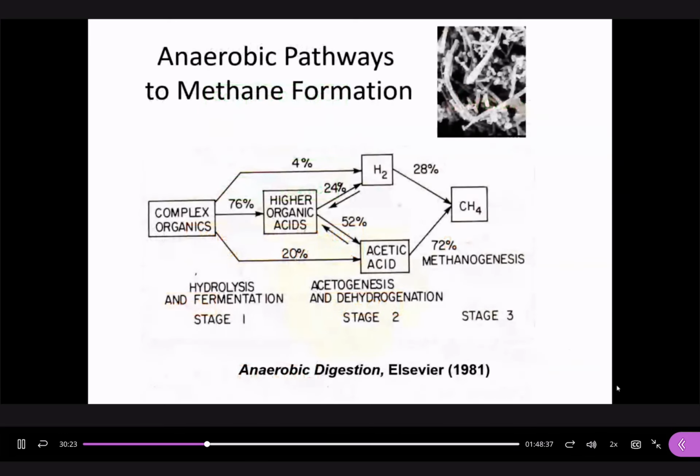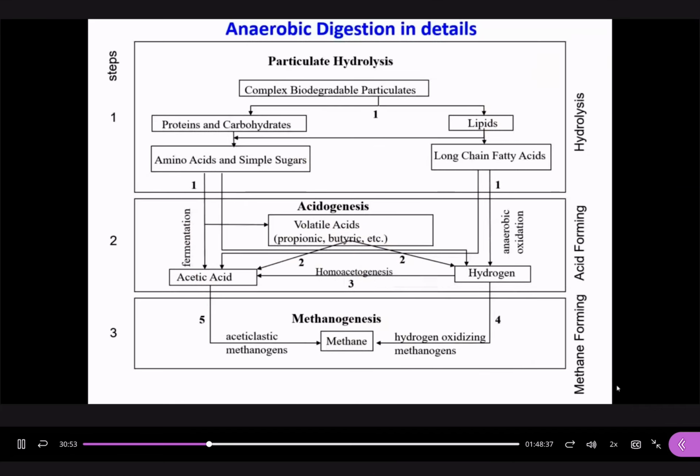This is the same figure, but we have some percentages for each pathway. The three steps are hydrolysis and fermentation, acidogenesis, and methanogenesis. Every step involves some microorganisms. Here is a more complex diagram.